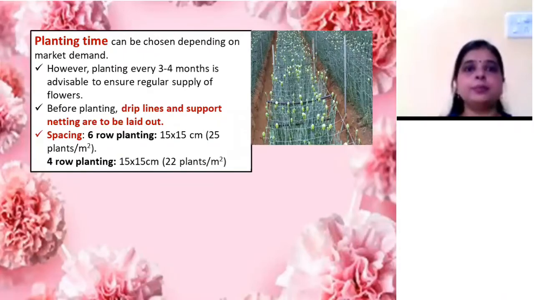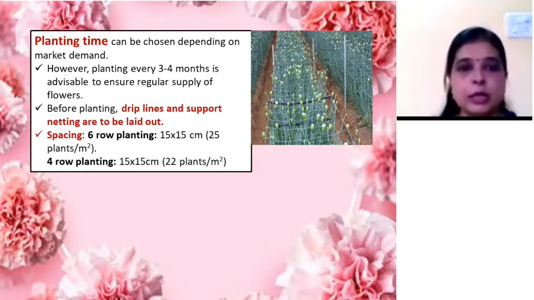Planting time. Planting time is chosen depending on the market demand. So planting every 3 to 4 months is advisable to ensure regular supply of flowers. As I told you just now, before planting, drip lines and support netting are to be laid out. And if you want to plant in 6-row planting, 15 by 15 centimeter spacing is required. And if you have to plant in 4-row planting, 15 by 15 centimeter spacing is required.